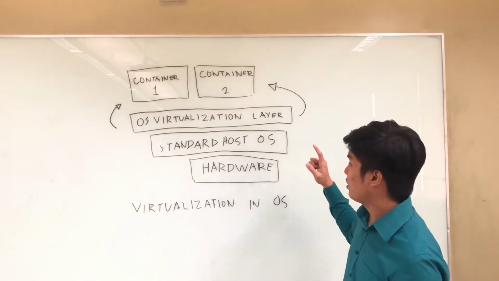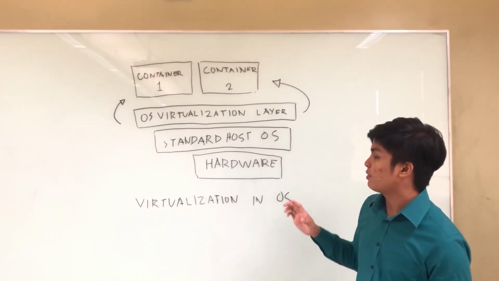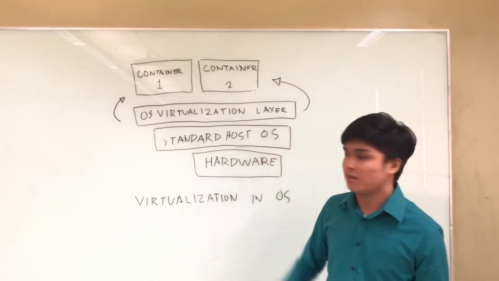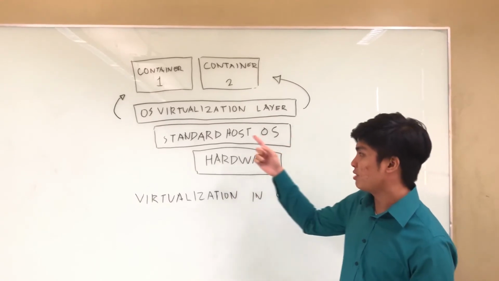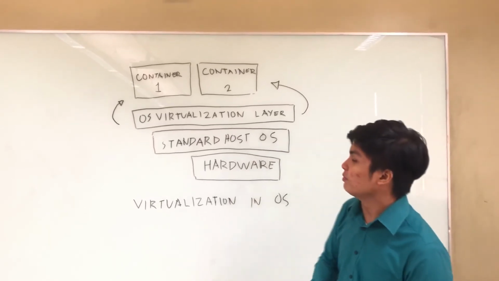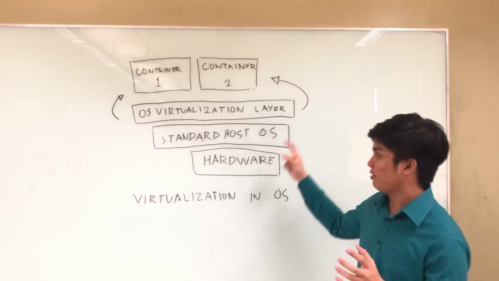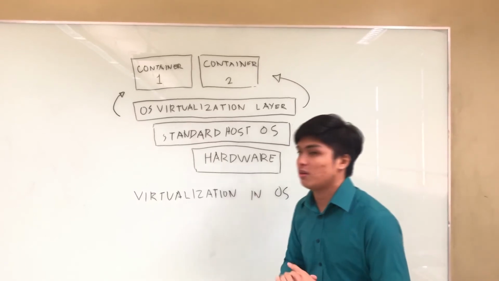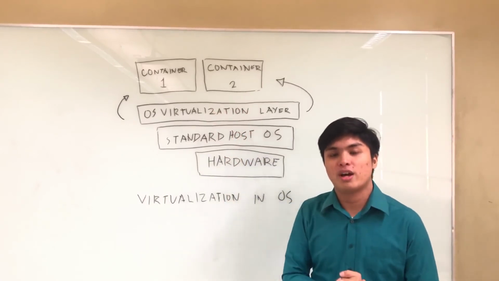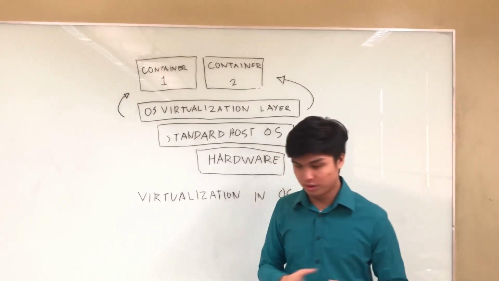Next is the standard host OS. The standard host operating system is the base platform operating system for the virtualization to happen. Next you have the OS virtualization layer, or the operating system virtualization layer. This is where virtualization happens. The idea is that it creates two separate containers, in this diagram container 1 and container 2, which are both running under a single operating system and a single hardware or a single computer.